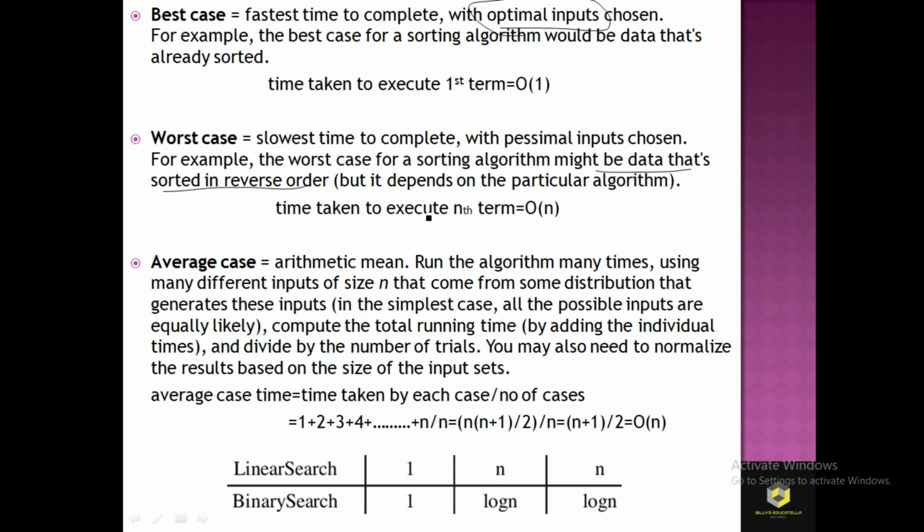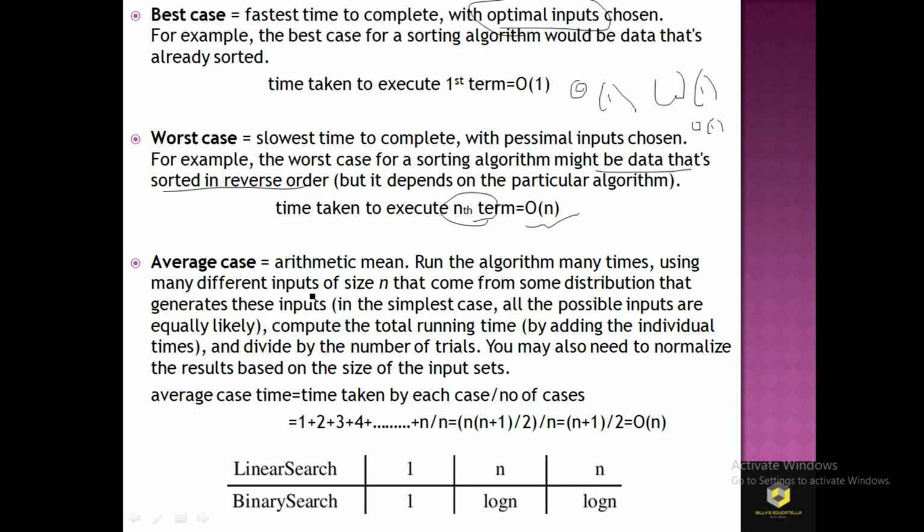So the time taken to execute the nth term is big O of n. Here I said that you can use theta of 1, or big omega of 1, or small o of 1, or small omega of 1. Here big O, theta, big omega, small o are the notations to measure the cases, best case, worst case, or the average case.